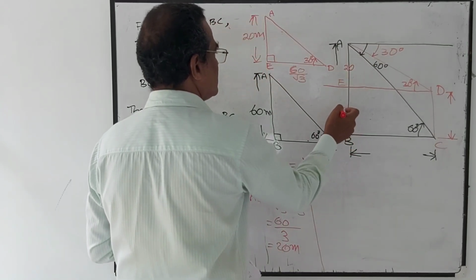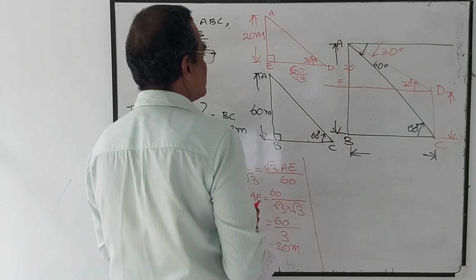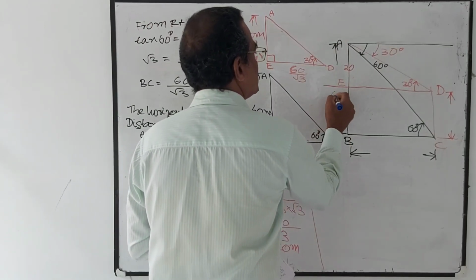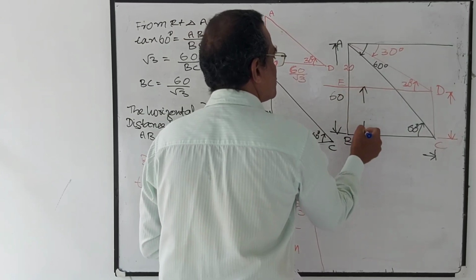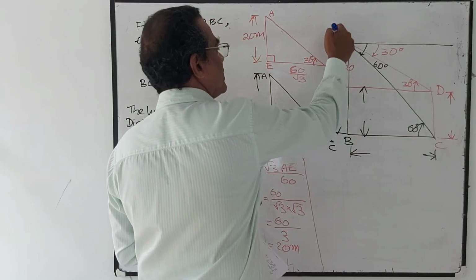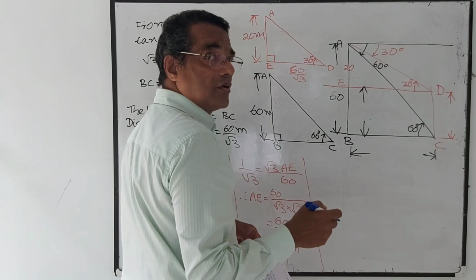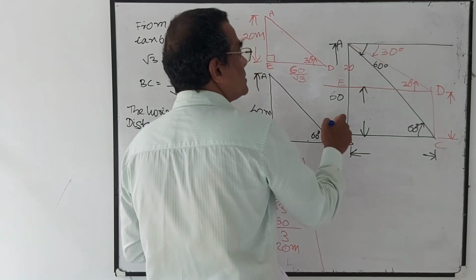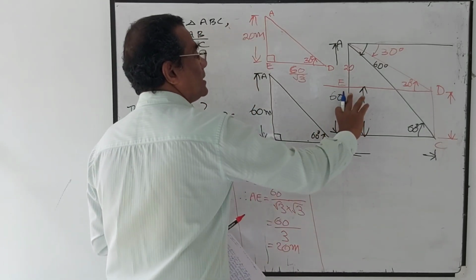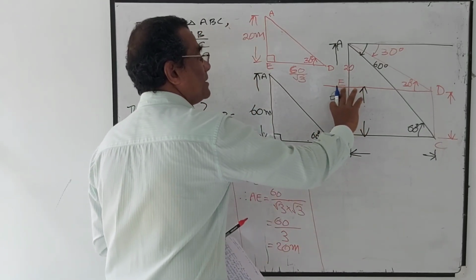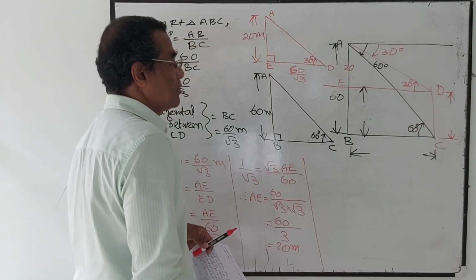And the whole distance is 60. So what is this distance, the distance of the lamp post? That will be the whole distance minus the distance up to here. Sorry, not distance, but height. 60 minus 20, that will be 40, which will be BE, and BE will be equal to CD, the height of the lamp post.